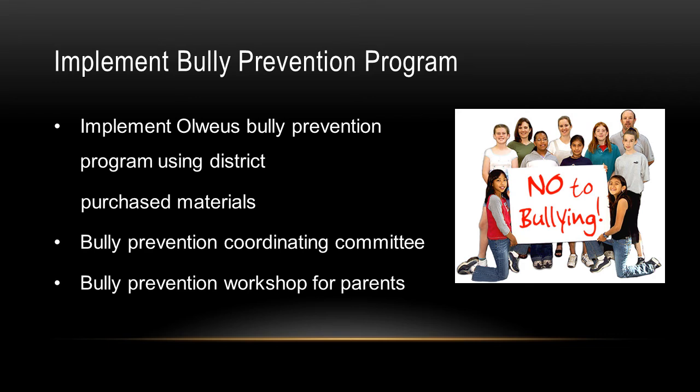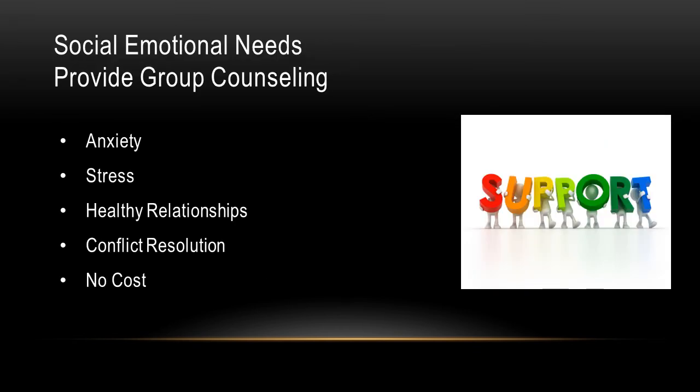Next recommendation for John Glenn Middle School is to implement a bully prevention program using the Olweus bully prevention materials that have already been purchased by the district, making this a low budget program to implement. It has all the information needed to start a coordinating committee and provide education to students on campus. Also being recommended is going to be a bully prevention workshop for parents.